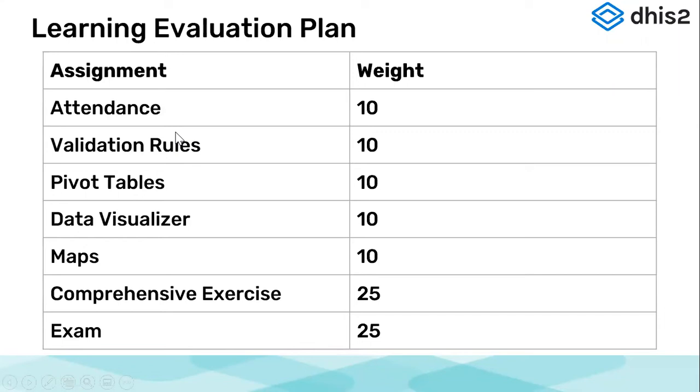With regard to the other assignments, we will have assignments on validation rules, pivot table, data visualizer, and maps, which will contribute 10% of the final grade. Finally, on the 10th day, we will have a comprehensive exercise covering most of the analytic tools that were discussed during the academy, which will contribute 25% of the marks. And finally, we have the final examination on the 11th day, the final day, which will again contribute 25%. So this is how the 100% marks are formulated.